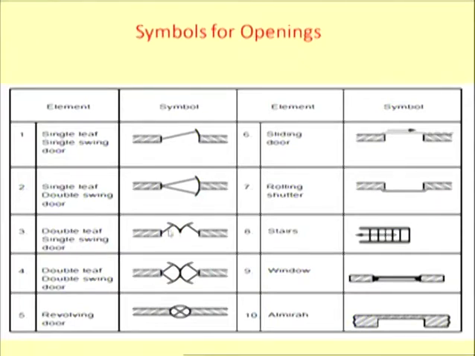Both these are the two shutters having swing, meaning movement only inside or outside, not in both the directions, either of one direction. These are double shutter doors. Both the shutters are having the movement in both the directions, inside as well as outside. So this is for the revolving door.